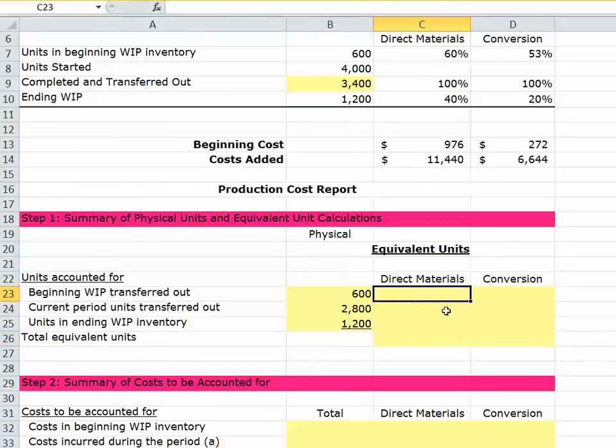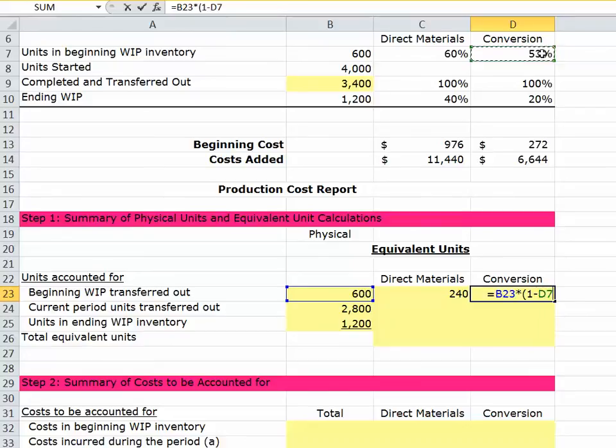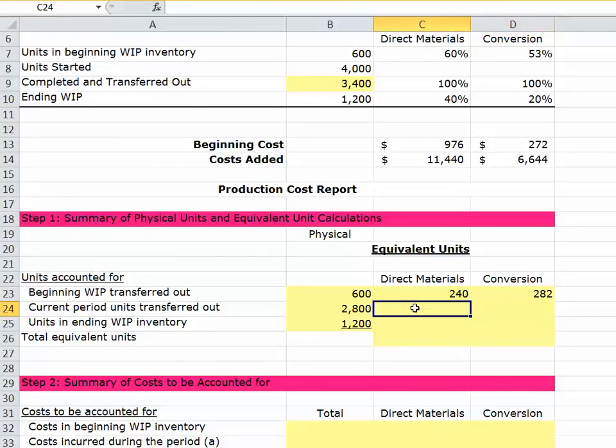All right, the beginning units. They were 60% complete, so we had to add 40% to that. So our equivalent units would be our 600 times the quantity, 1 minus 60%. So we had 240 equivalent units of production this period to complete the units that were sitting in beginning work in process for direct materials. For conversion costs, it's that 600 times the quantity, 1 minus 53%, 282 equivalent units.